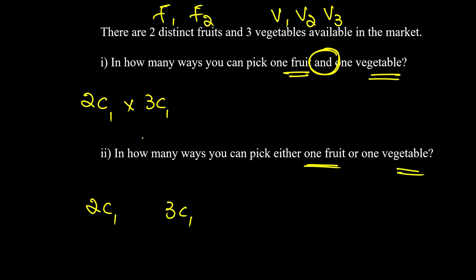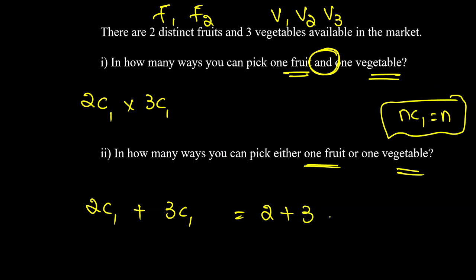But here multiplication, here addition. 2C1 means 2, and that calculation we will see next. Keep in mind nC1 is nothing but n. I'll let you know how we got that later. 2 plus 3 is equal to 5.